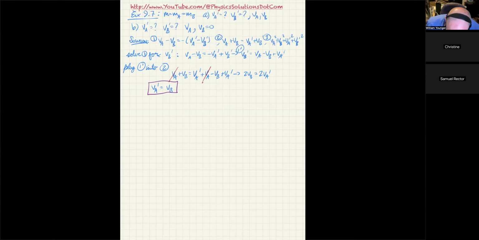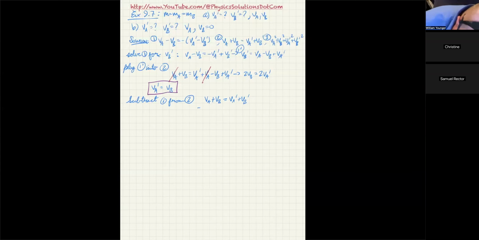Another way we could have done it is we could have just added equations 1 and 2. I did it a different way. Your book did it that other way. But this time, let's subtract equation 1 from equation 2. So if I subtract 1 from 2, what I'm talking about here is VA plus VB equals VA prime plus VB prime, and I'm subtracting from it.